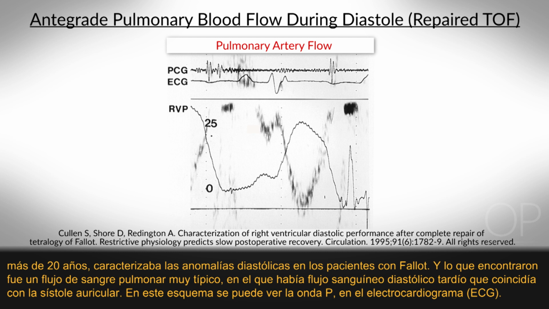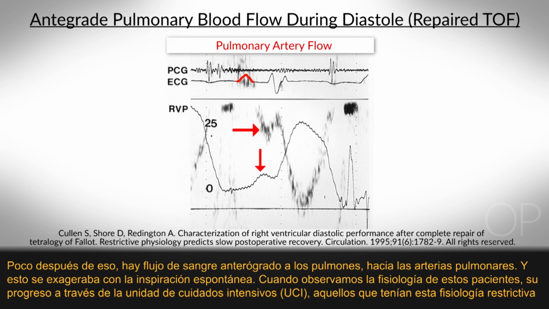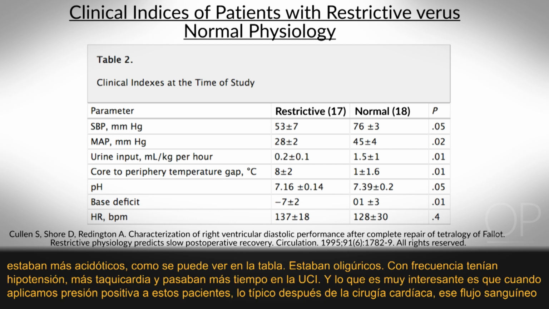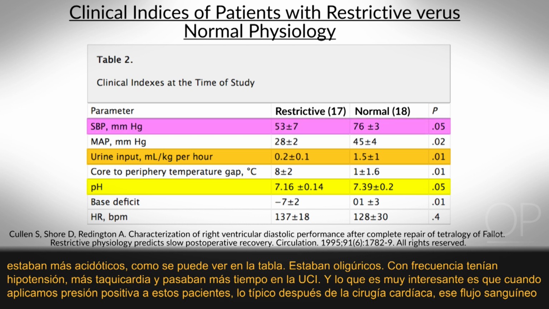So you can see on this schematic the P wave on the ECG. Shortly after that, there's forward blood flow into the lungs, into the pulmonary arteries, and this was exaggerated with spontaneous inspiration. When we look at the physiology of these patients and their progress through the ICU, the patients that had this restrictive physiology were more acidotic, as you can see in the table. They were oliguric, they often were hypotensive, more tachycardic, and they spent longer in the ICU.